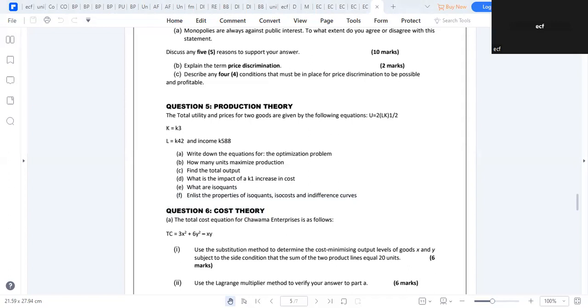What are isoquants? Isoquants, is it not the same as the indifference curves? They have the same properties, but they're different. Okay. Yeah? Combinations of inputs that produce a given level of output at the same rate, at the same cost. Excellent. So that's correct. So I explained that. And what are isoquants?